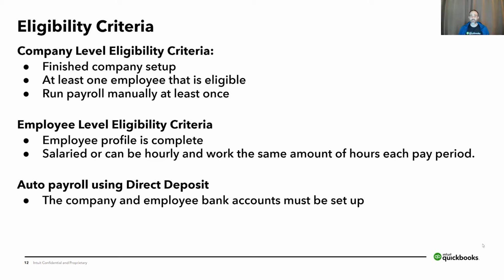Now, this can be done either with direct deposit or even if you're paying by check. Obviously, you still need to write and cut the check yourself. But if you're using direct deposit, which is the most common way, then the direct deposit must be set up for both the company and the employee. I just want to reiterate that if auto payroll ever gets turned off, you may need to go back in and run payroll manually once more before you can turn auto payroll back on again.